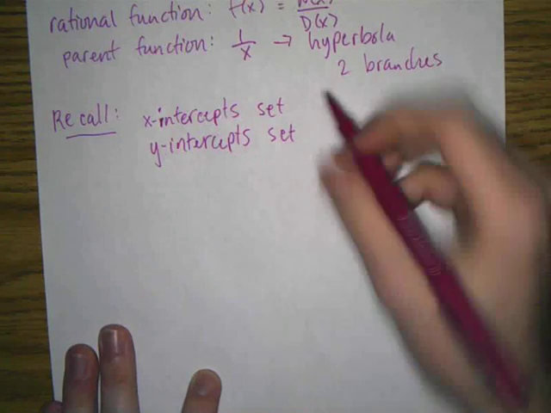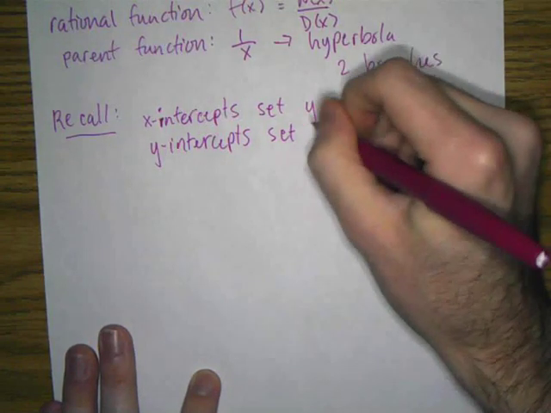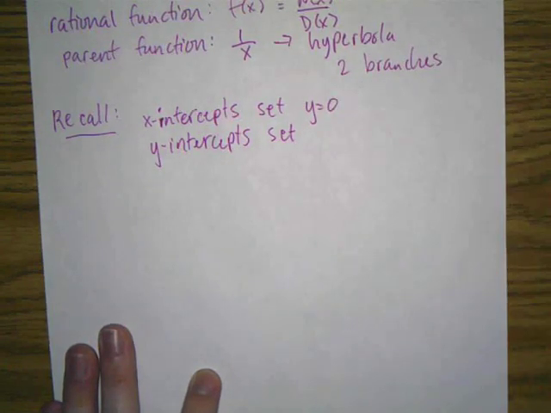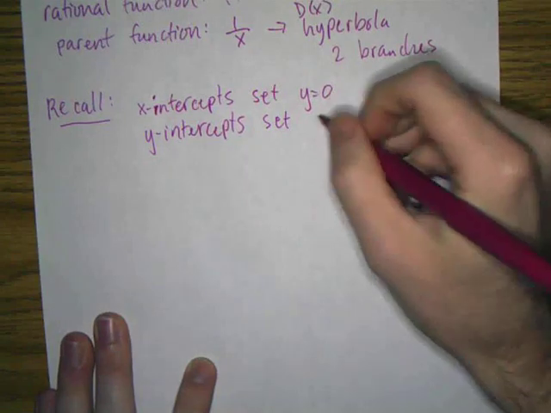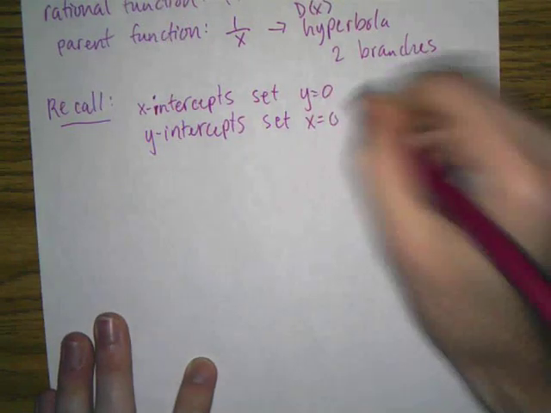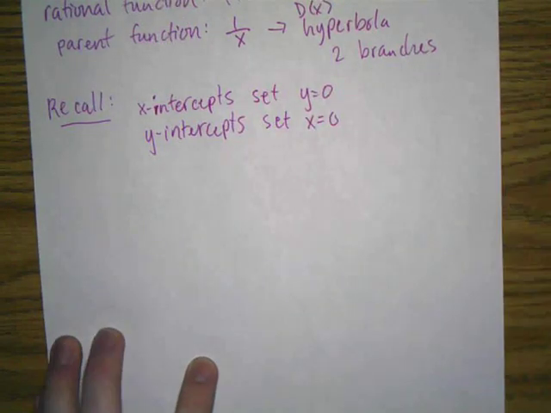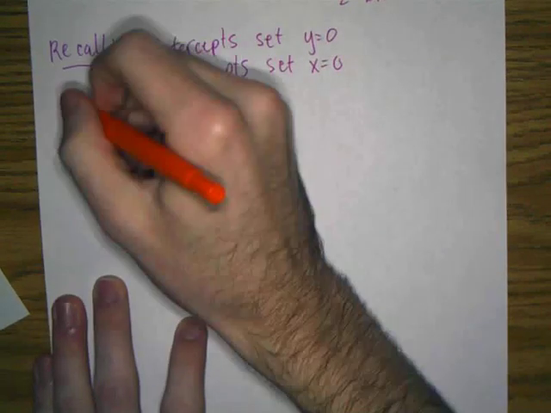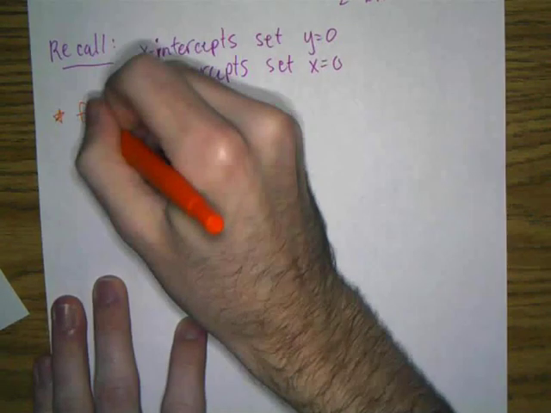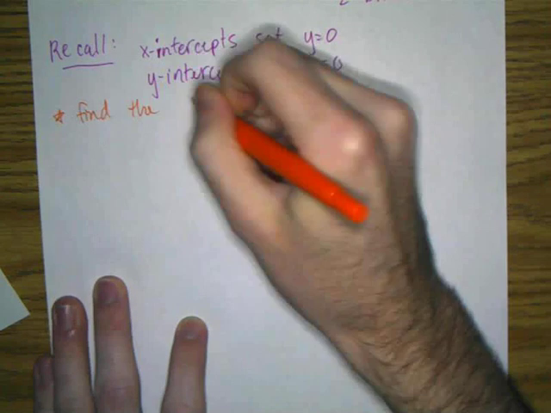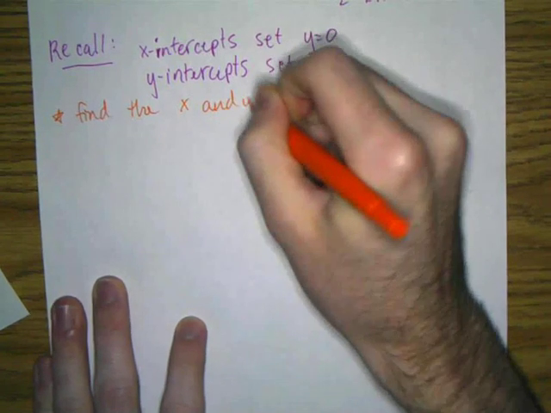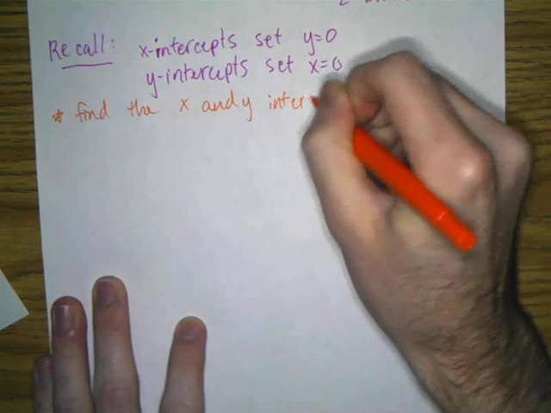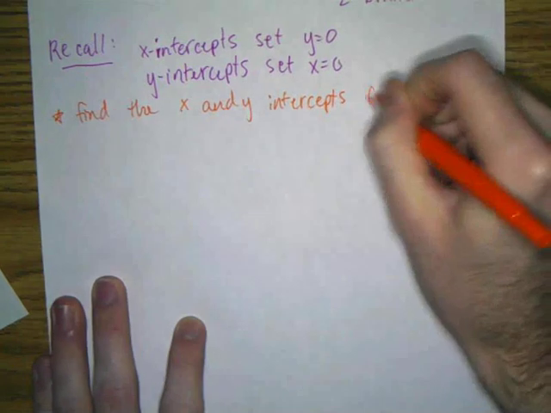Okay, so to find the x-intercepts, we set y equal to 0. I hope you're able to remember that. And to find the y-intercepts, we take x and set it equal to 0. Okay, so we're going to be using that to do a couple examples here. Find the x and y intercepts for each function.